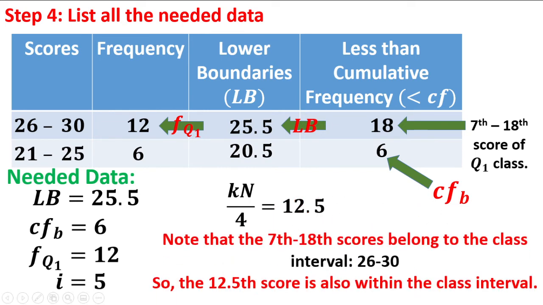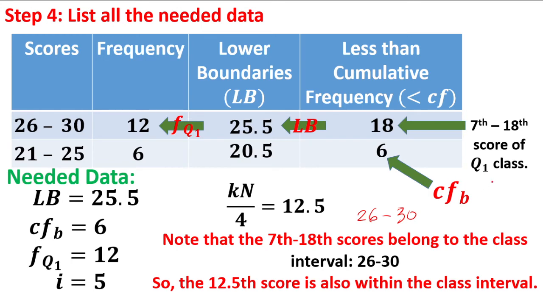Next. Sabi niya, note that the 7 to 18 scores belong to the class interval 26 to 30. So, the 12.5th score is also within the class interval. So, ibig sabihin, yung hinahanap natin na 12.5th na score ay nasa 26 to 30 na class interval. So, ibig sabihin, kapag sinolve mo yung first quartile, dapat ang sagot niyan ay nakapaloob sa 26 to 30 na interval.